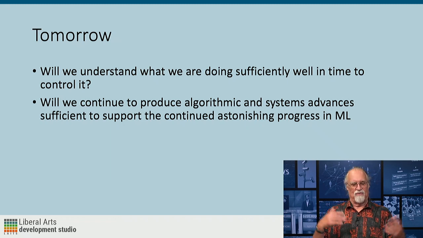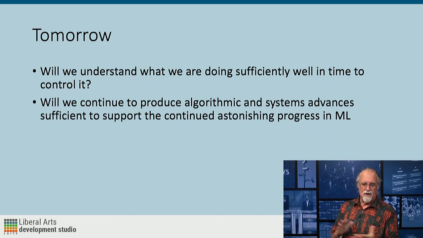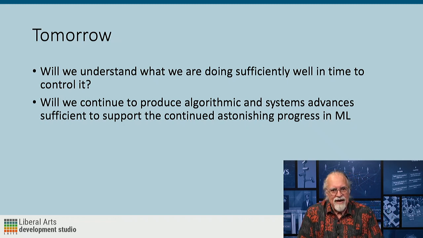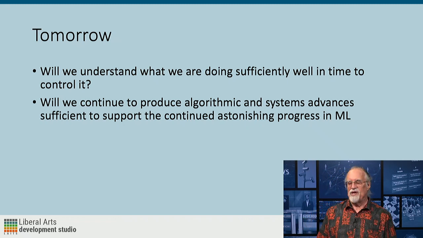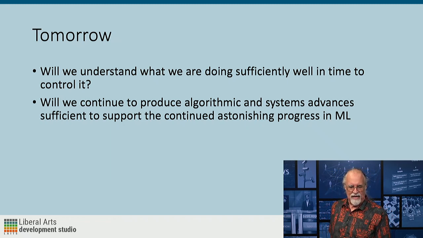I mean, you know, the rest of this course is going to be one of these two questions about tomorrow, which is, will we understand what we're doing sufficiently well in time to control it? Well, we're going to have a lot of lectures about that, so I'm not going to say another word about it. But the other one that you might not have thought of that I wanted to introduce here at the end is, will we still be able to make algorithmic and system advances at a rate that will enable us to see the kinds of astonishing progress we've seen?